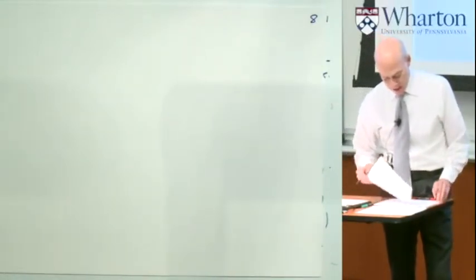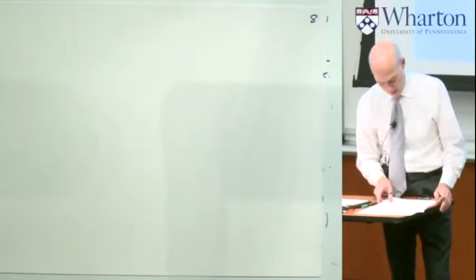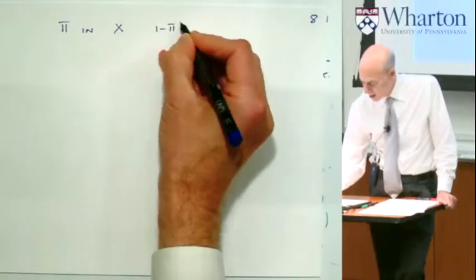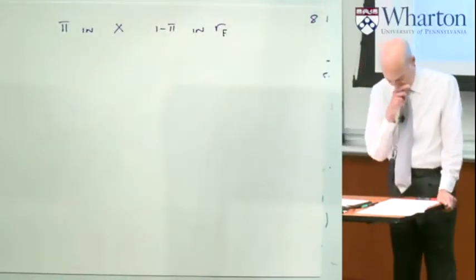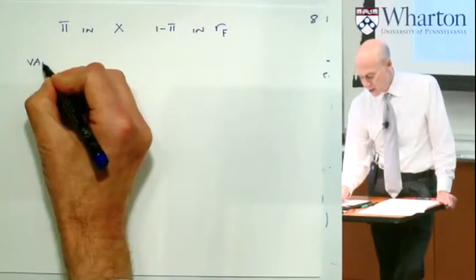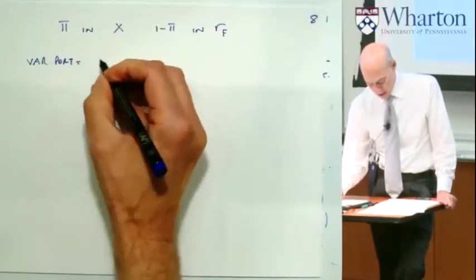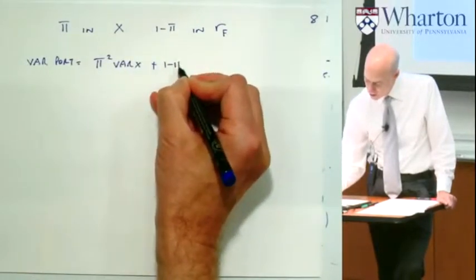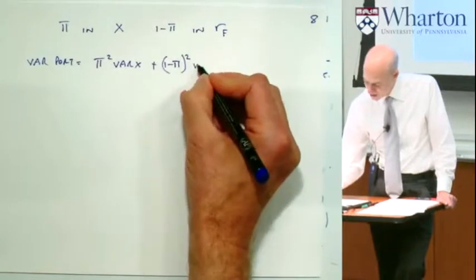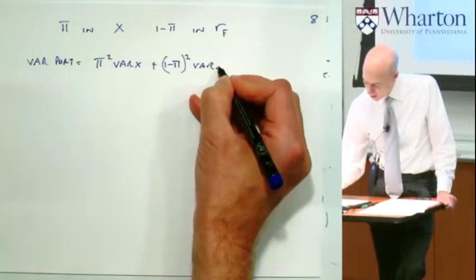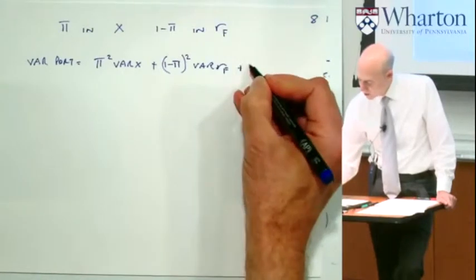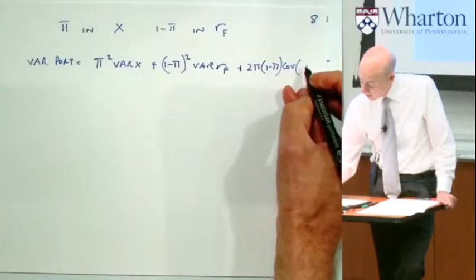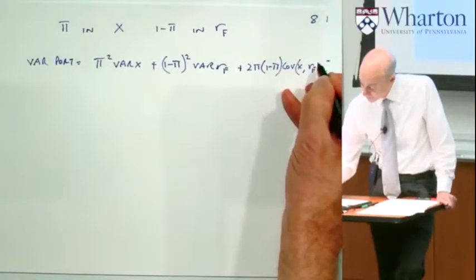We know that if we've got pi in x and 1 minus pi in the risk-free, then the variance of our portfolio is going to be pi squared times the variance of x plus 1 minus pi squared times the variance of RF. And then we've got 2 pi, 1 minus pi covariance of x and RF.